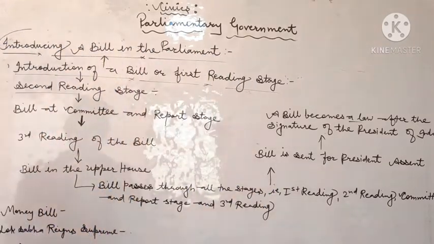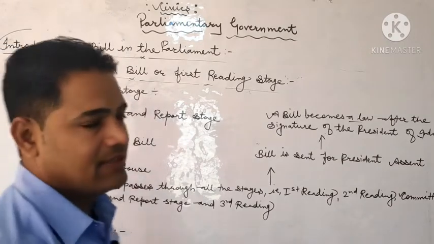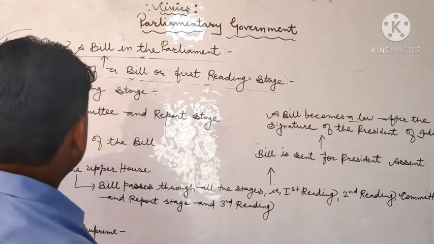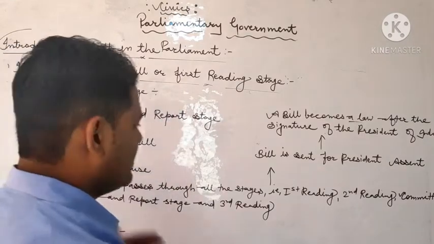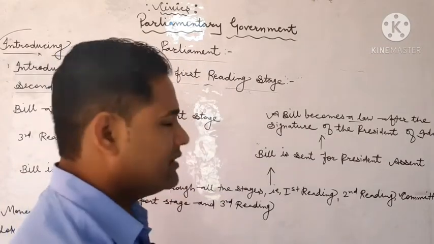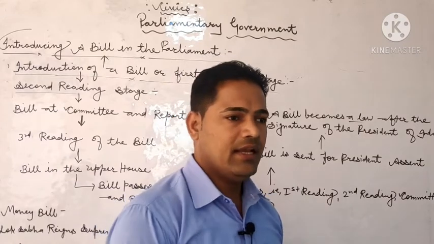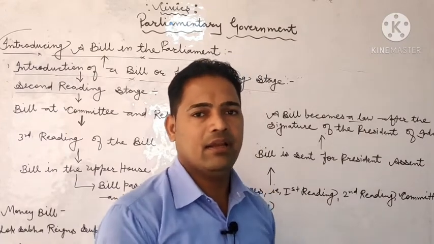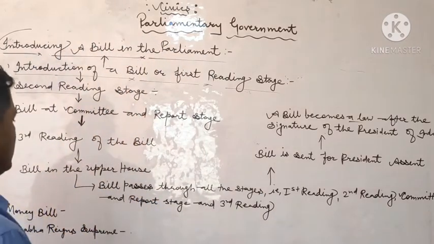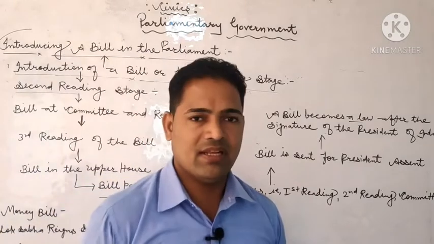So again I am repeating, my dear student, how a bill passes in the parliament. First is the simple reading stage, where the reading is done by the minister in the house. Then there is a gap between the first and second reading. Again the reading is there. After that this bill can be referred to the joint committee. It can be left for people's opinion also. Then the third reading of the bill. Finally the bill is sent to the upper house, meaning Rajya Sabha.